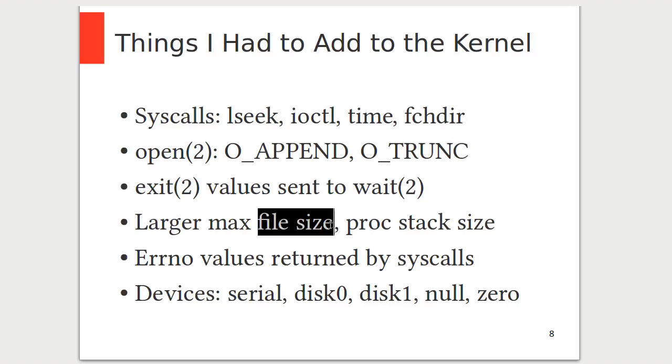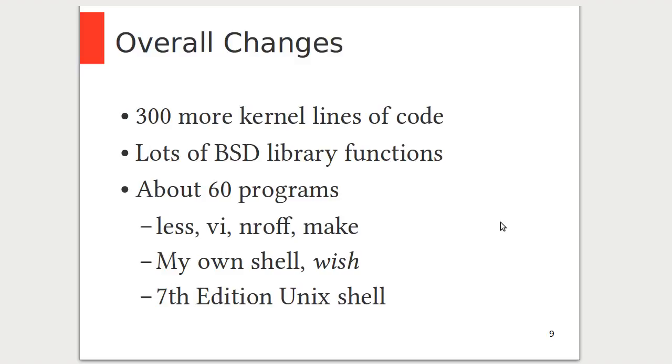There was a very small file size limit, 61K I think it was. I needed to bump that up. And by default, XV6 only gives you one 4 kilobyte stack, one page for stack. And a bunch of other things like actually returning errno values and a bunch of other devices. So these are the things I had to change in the kernel in order to get the BSD runtime up and running. Overall, I think it cost me about 300 extra lines, so instead of it being about 4,900 lines, it's now about 5,200 lines of kernel code. I've added heaps of library functions, I'll show you those in a minute, and a bunch of programs as well.